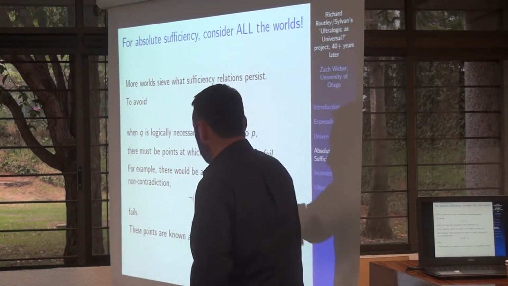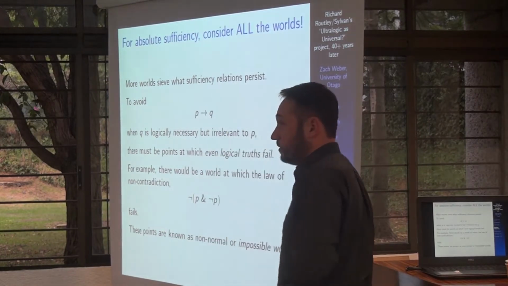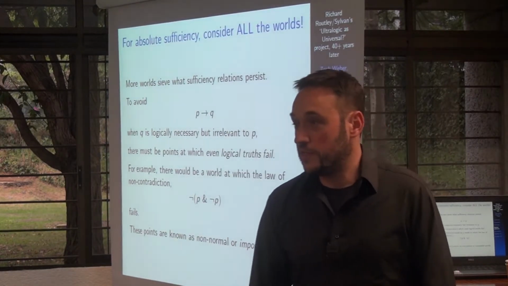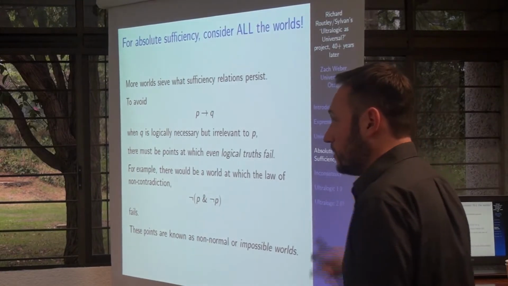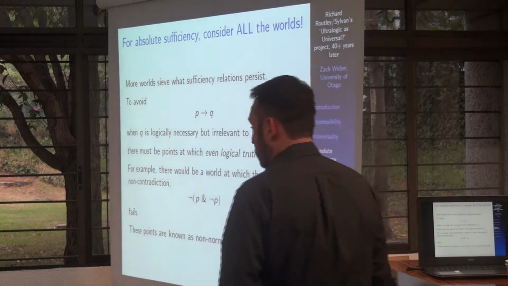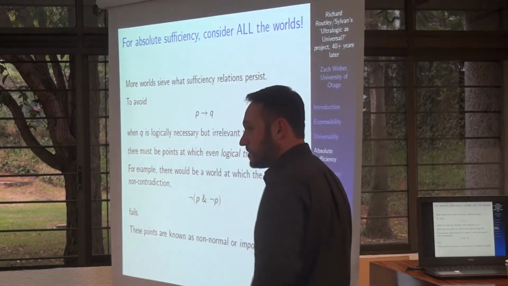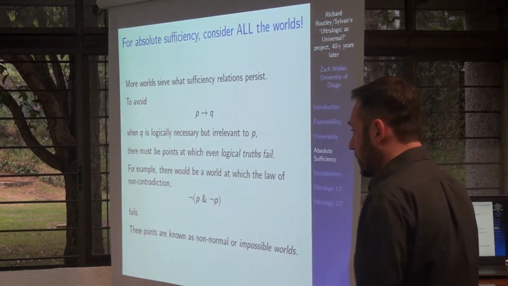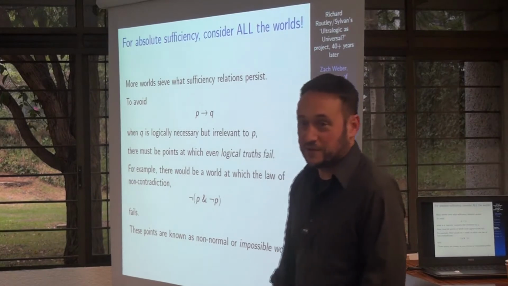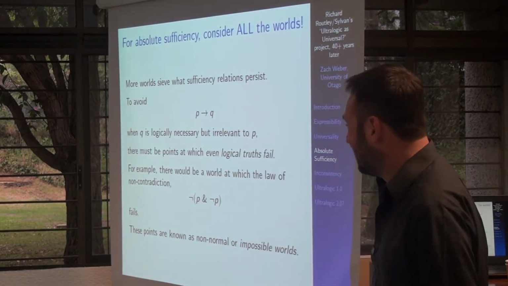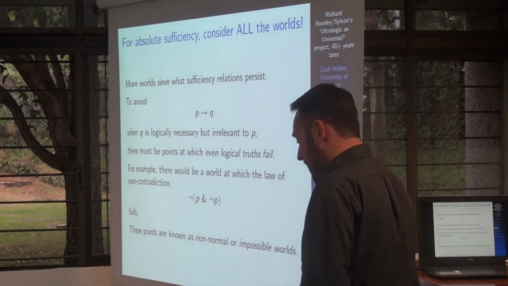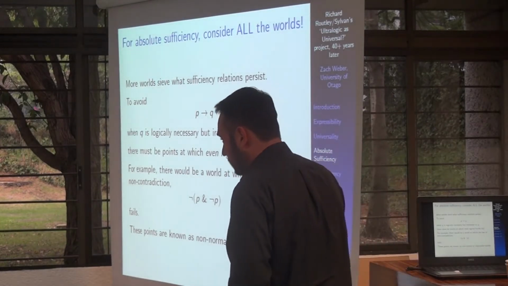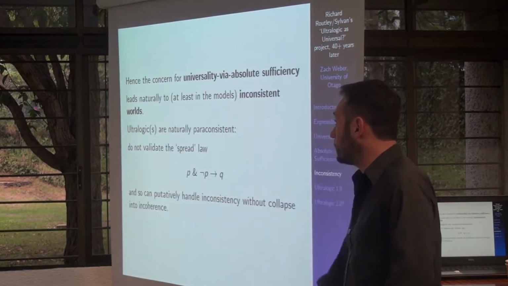So in particular, if you don't want arbitrary propositions entailing the law of non-contradiction, then there needs to be worlds where the law of non-contradiction fails in order to get absolute sufficiency up and running. Not because of any particular interest in dialethism or glut theory. So at this point, one adds what are now known as non-normal or impossible worlds.